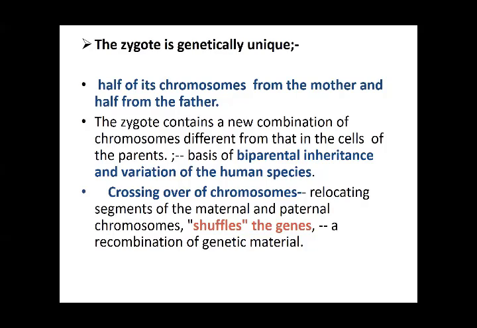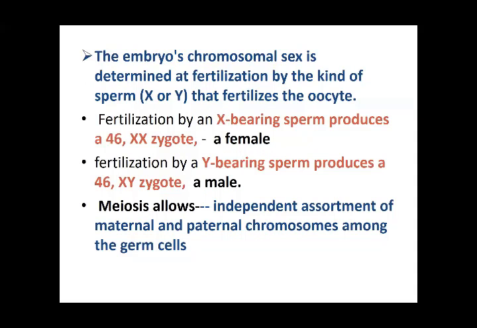Inheritance is from both the parents, and then there is shuffling or crossing over of the genes, that is, genetic recombination occurs. The embryo's chromosomal sex is determined at that time, by the kind of sperm, X or Y, that fertilizes the oocyte. Fertilization by an X-bearing sperm produces a zygote XX, a female, and if it is by Y, it is a male. Then meiosis allows half of the genetic material, with independent assortment of maternal and paternal chromosomes among the germ cells.